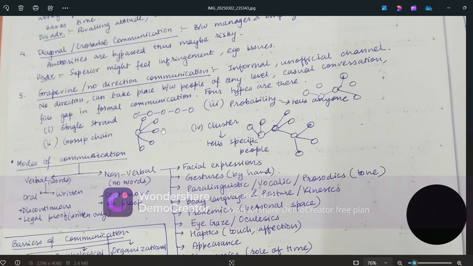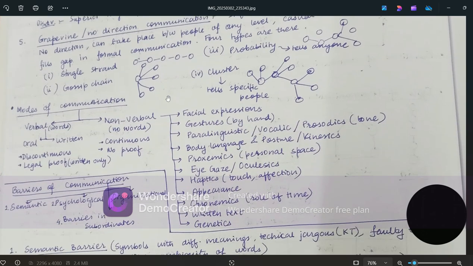Second is gossip chain. One person goes and tells it to different people. Third is probability. One person goes and tells it to anyone they might find at that time, and it is not their selected group. Fourth is cluster. One person tells it to their specific people of a group, then in that group, another person tells it to their specific people of a group. This is basically the gossip chain kind of thing, but it keeps on occurring multiple times. So these are the four types of grapevine communication.